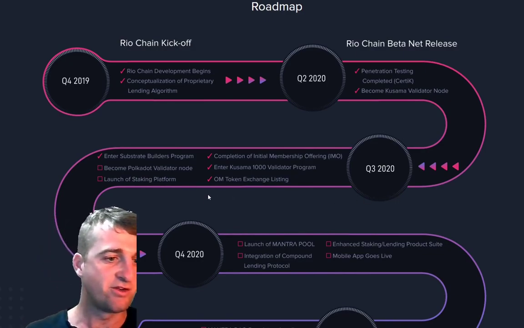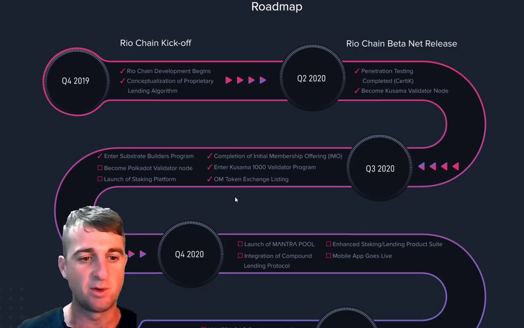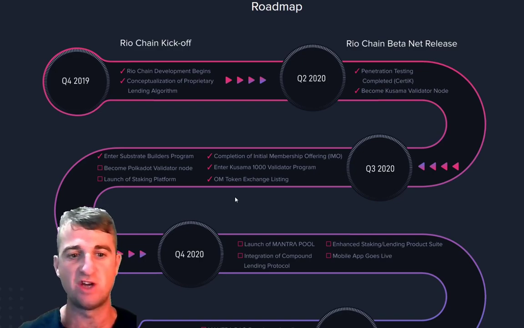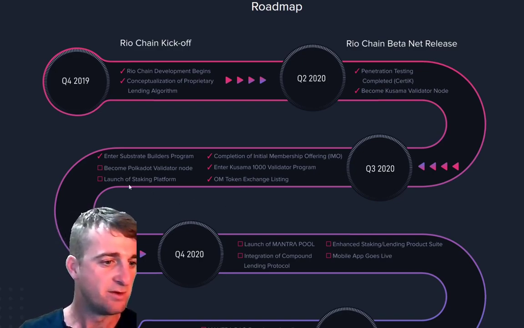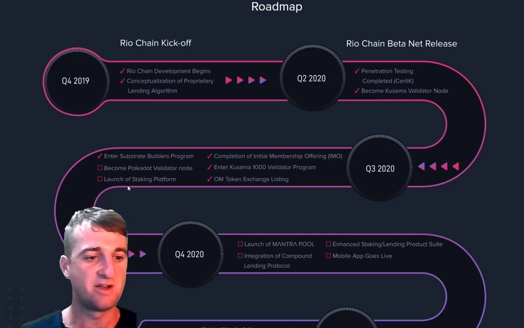So we have Enter Substrate Builders program, that has been done. We have completion of initial membership offering. We have the entrance of the Kusama 1000 validator program and the OM token exchange listing. That's been done recently. Finally, to come in Q3, we have become a Polkadot validator node. That's yet to be done. And then we have the launching of a staking platform.